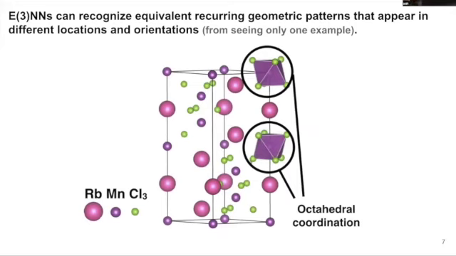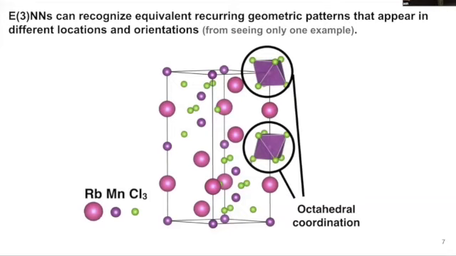Furthermore, if I have recurring motifs in different locations and orientations, the model not only has global equivariance, it has local equivariance. Usually this is done with something like a convolutional filter. So if I have this rubidium manganese chloride crystal, and I have these little octahedral motifs where manganese is octahedrally coordinated by chlorine atoms, you can see these octahedra are basically the same pattern, but they're in different orientations.